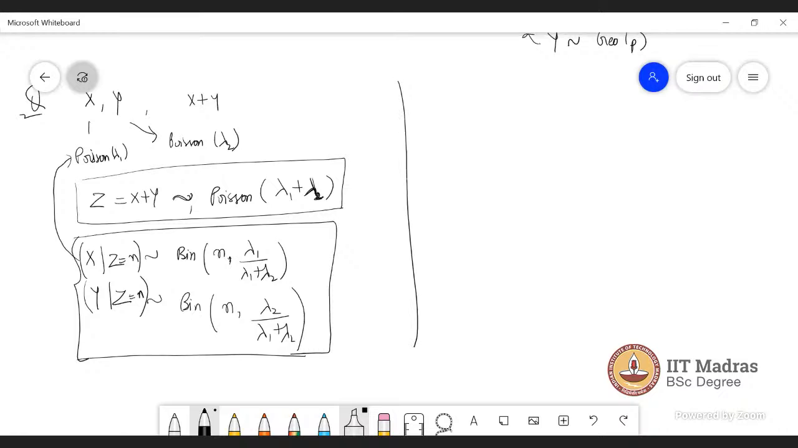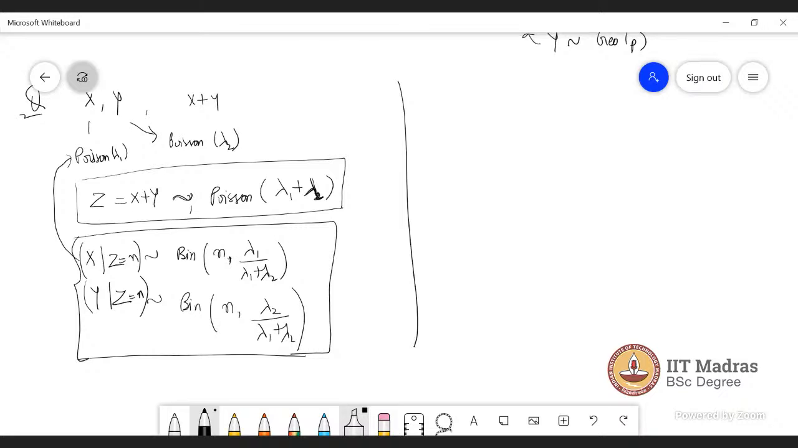And what will be the case for x times y, like xy? If Z equals xy, you'll have to derive it. It is not very straightforward. Okay.